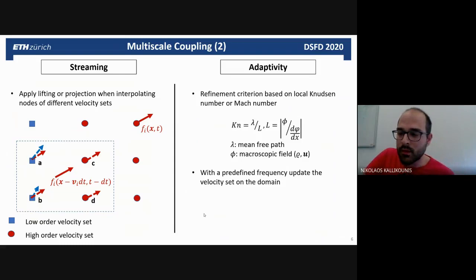The framework can operate adaptively based on a refinement criterion. And according to the application, this can be a threshold on the Mach number or a threshold on the local Knudsen number. The local Knudsen number can be computed as the ratio of two length scales, the mean free path and the reference length scale, which is evaluated by the variation of a macroscopic field such as density or speed. The velocity set in the domain is updated according to a predefined frequency, and the changed velocity sets perform the projection or lifting transformation to readjust their populations.